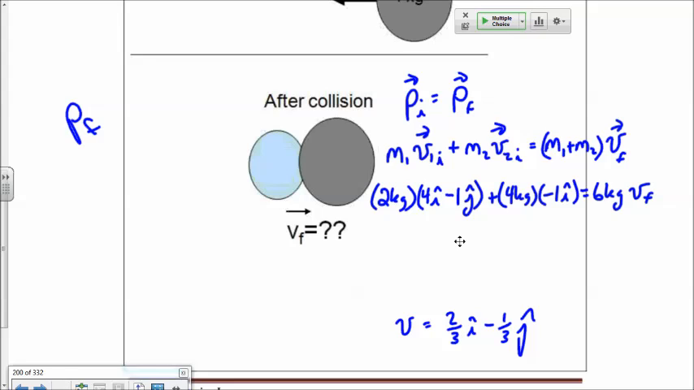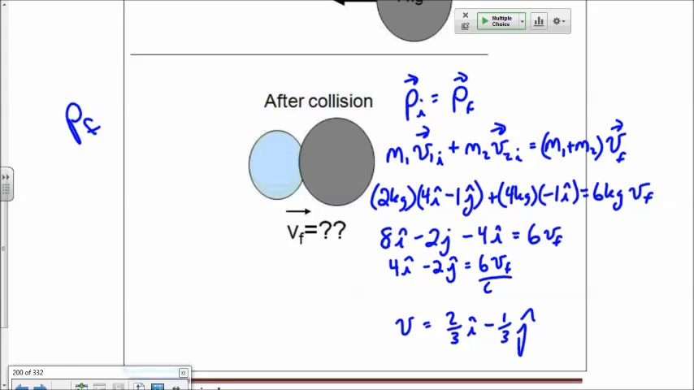I'm going to go through the algebra here right quick. So I have 8I minus 2J minus 4I equals 6 VF. And now we're solving for VF, but we're going to keep our I's and our J's all separate. I can simplify this a little bit. 4I minus 2J equals 6 VF.